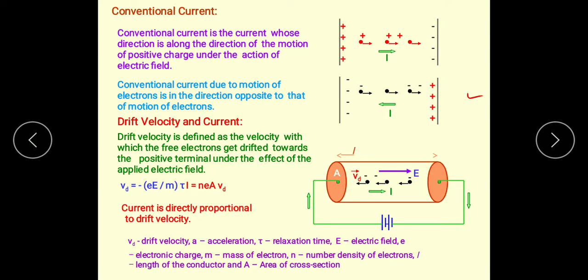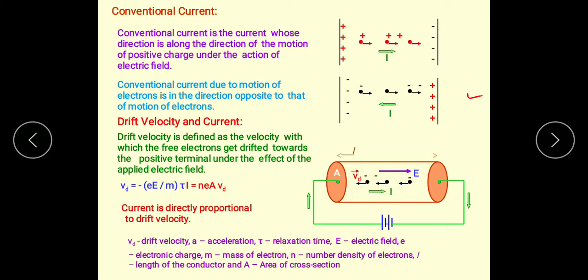Now in the conductor we know that there are a number of free electrons. We have studied the free electrons which are responsible for flow of current. These are not available in the insulator, so they don't conduct the electric current. So for flow of electric current we need free electrons, and these are abundant in the conductors.